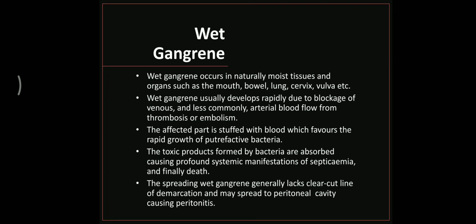The toxins produced by the bacteria are absorbed, causing profound systemic manifestations like septicemia, which may lead to death of the patient. The spread of gangrene is higher because there is no separation between the viable cells and the dead cells. So there is a lack of a line of demarcation.